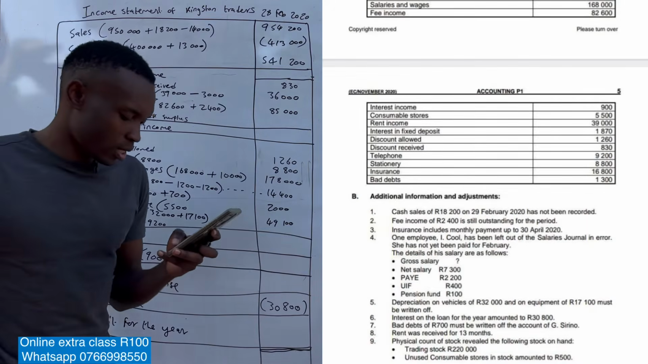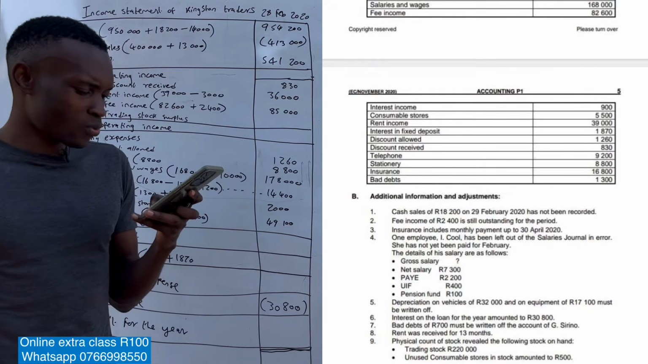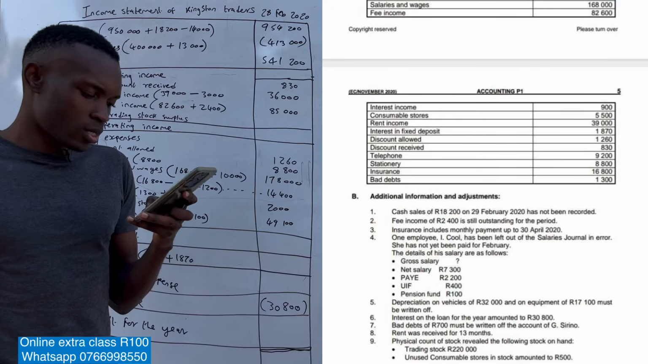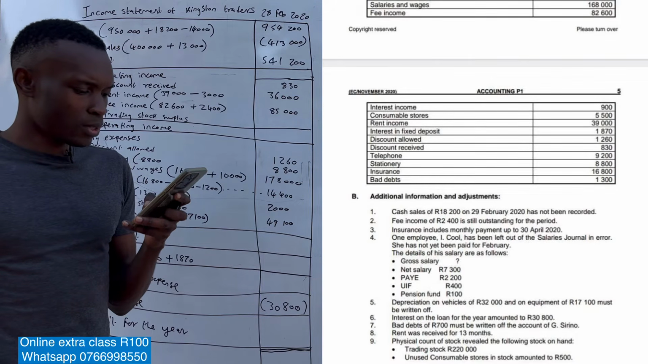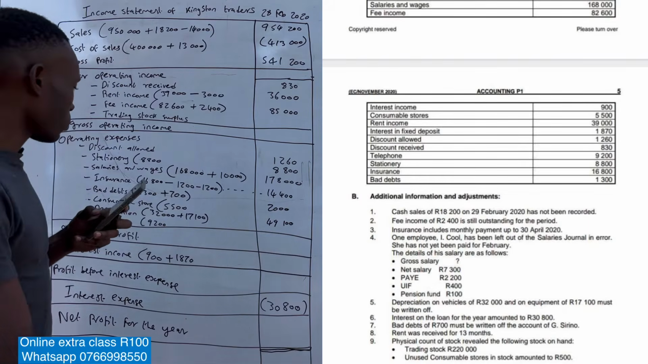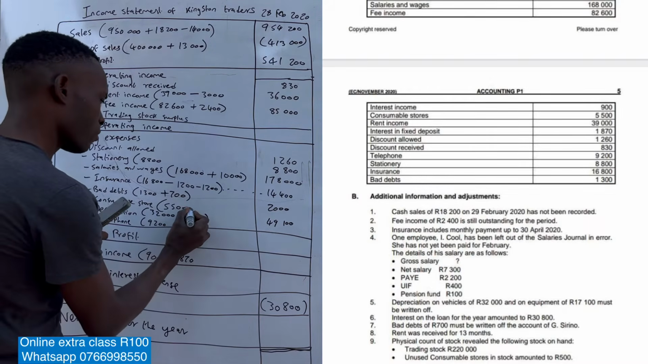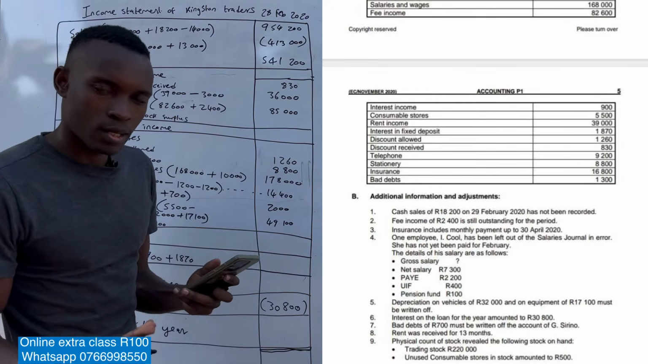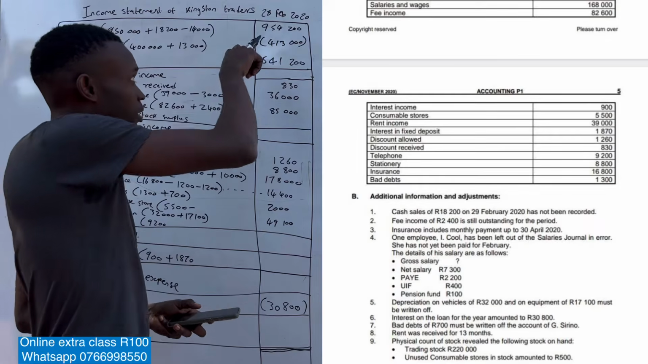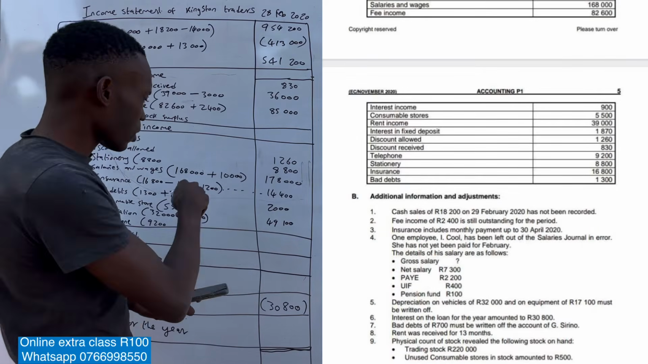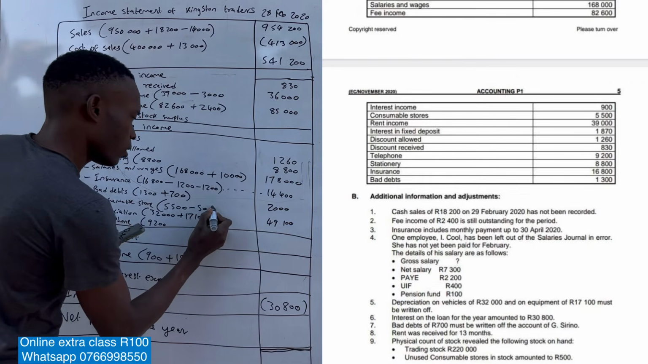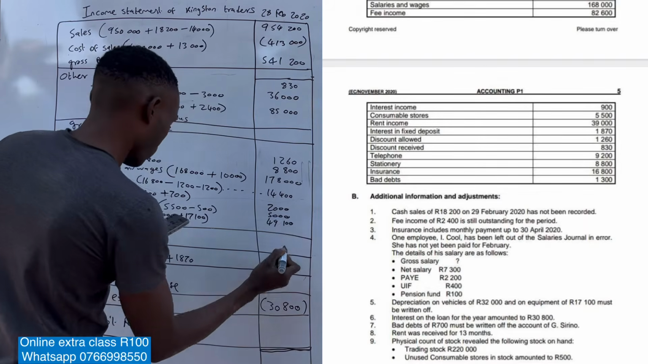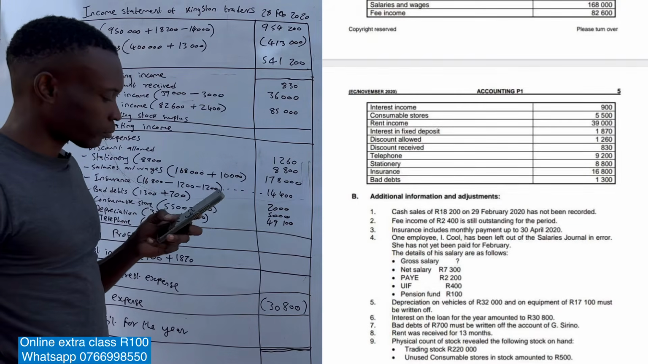Okay, now the next one, a physical count of stock revealed the following stock on hand. Trading stock of 220 and unused consumable stock is 500. Now let's start with the consumable store. Consumable store on hand that we have, guys, we have to subtract. We have it on hand at the year end, which means that we are not going to use it this year. We're going to use it next year. We have to subtract it. It does not belong here because it's going to be used next year. Minus 500, which is going to give us 5,000.